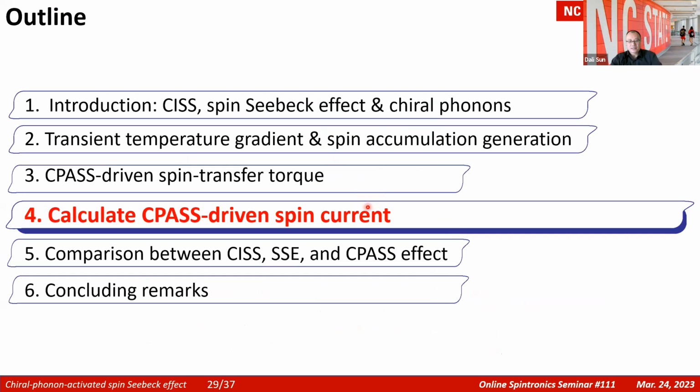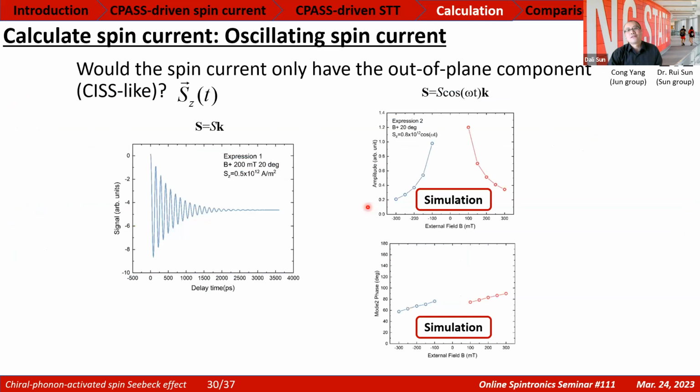So let's spend some time to calculate the efficiency, right? When you talk about the spin Seebeck effect, people care about the efficiency, how much phonon energy can be converted to spin current. So first of all, in order to calculate the spin current efficiency, we need to understand how much spin current we generated.